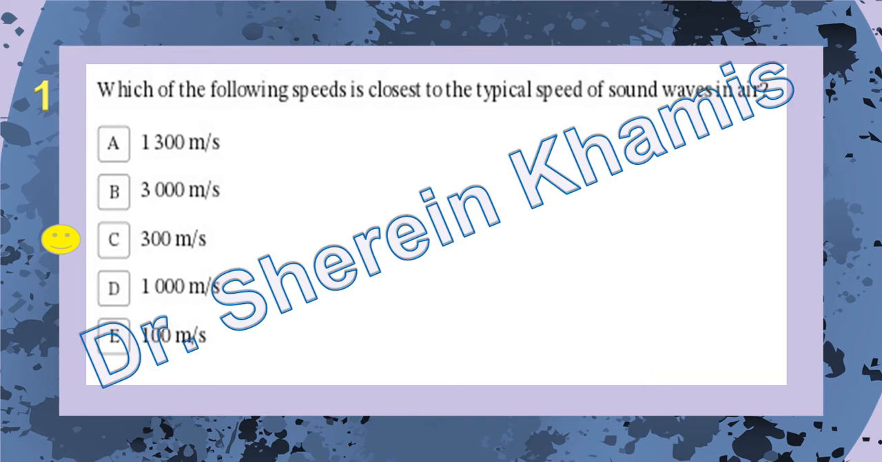So the speed in air is the speed that we can calculate from the going and returning back of sound when it comes in front of obstacles. We have here the speed 300, nearest to 340 meters per second. It is the true number for the speed of sound waves in air. Okay, let's go into question 2.